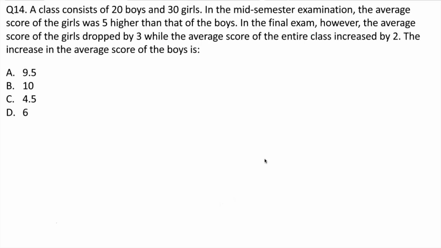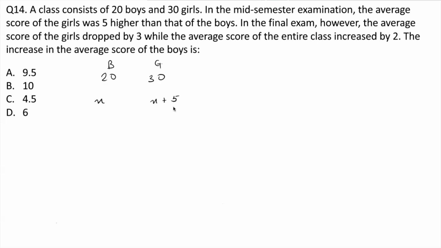All right, guys. So please do try this question based on averages. A class consists of 20 boys and 30 girls. In the mid-semester examination, the average score of the girls was 5 higher than that of the boys. So we'll assume the average of the boys as X. The girls will be X plus 5.